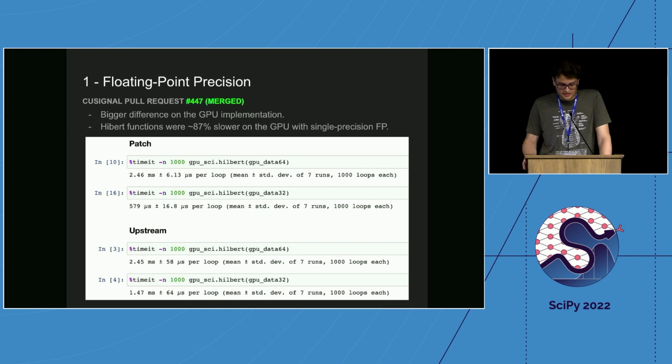And this problem is amplified if your architecture is susceptible to floating point precision performance. For example, on GPUs, the performance on double precision floating points is way lower than on single precision and half precision. So the same problem affected cuSignal, and we observed 87% slower performance. And now it's also patched and merged into the cuSignal library, so you don't need to worry about this anymore.